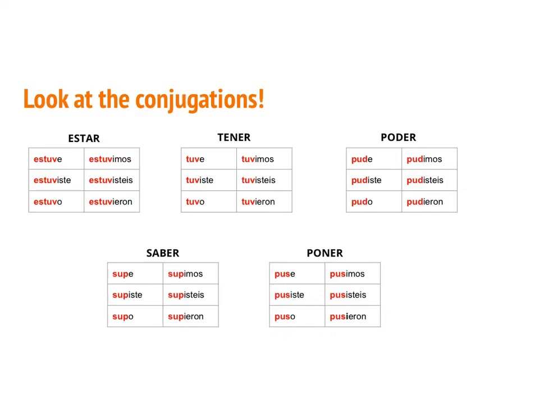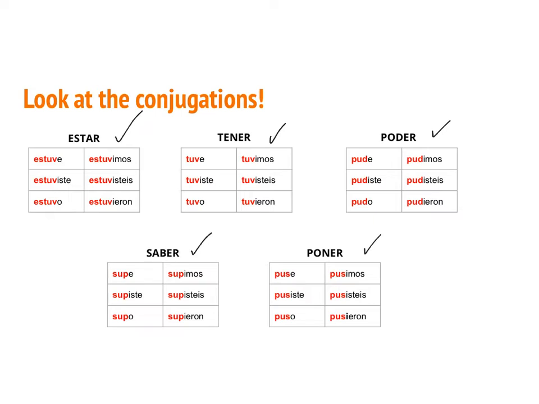These are the verbs that form the U group. So we have estar, to be, when we talk about temporary actions like feelings and locations. Tener, to have. Poder, to be able to. Saber means to know, and I'm talking about factual information here. And then poner means to put.